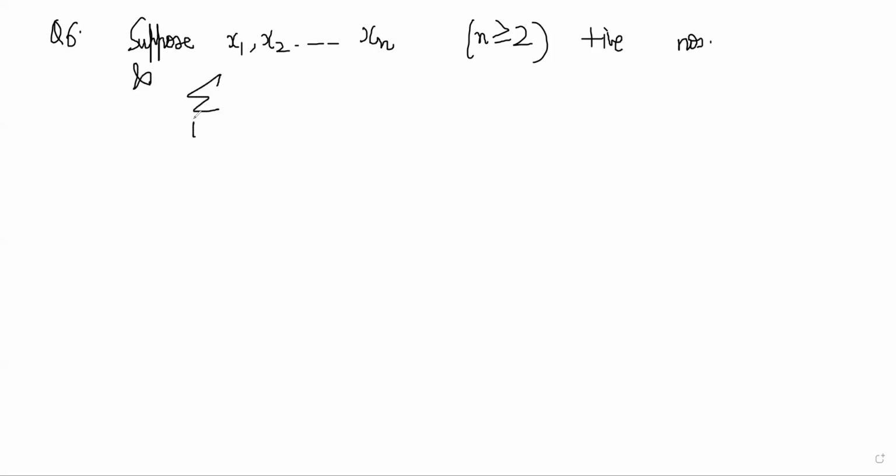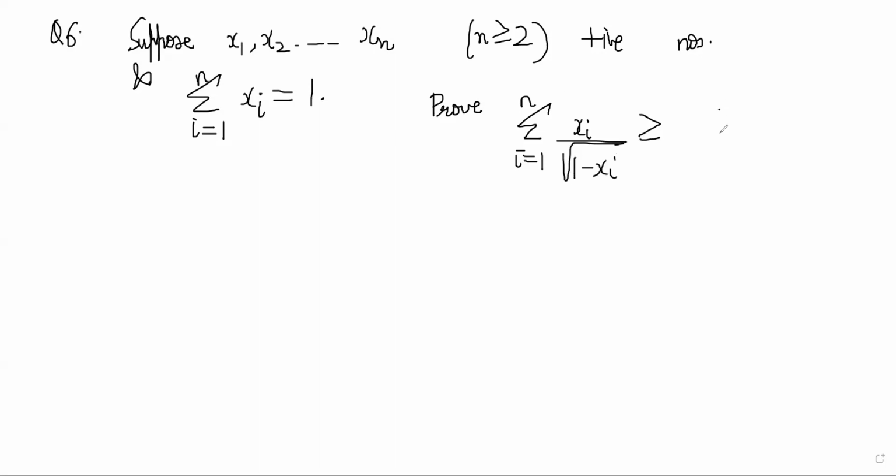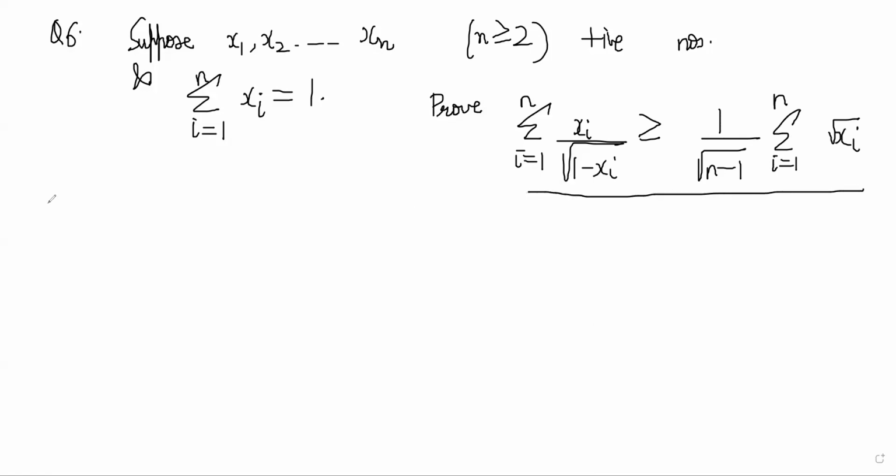This is question 6. Suppose x1 to xn are n greater than or equal to 2 positive numbers, and summation of i goes from 1 to n xi is equal to 1, right? We have to prove that summation i goes from 1 to n xi by root over 1 minus xi is greater than or equal to 1 by root over n minus 1 times summation of i goes from 1 to n root xi. This is what we have to prove.